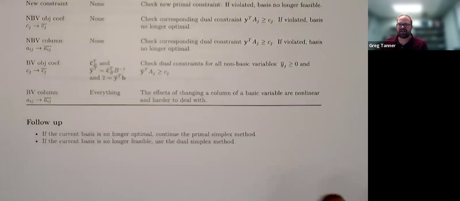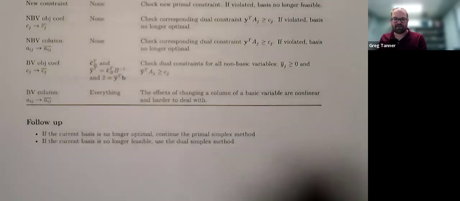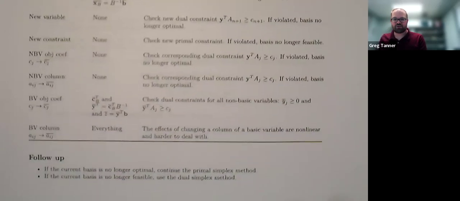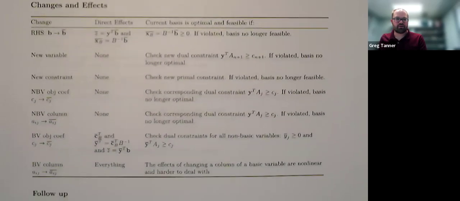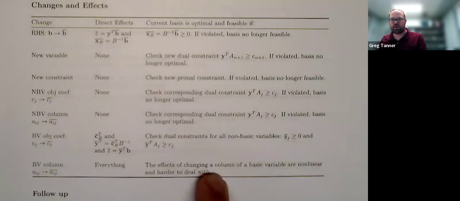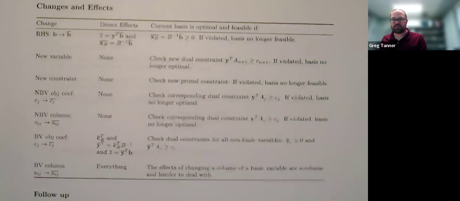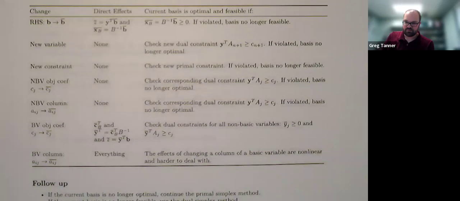So there's a lot of interplay between what we covered previously in duality and these videos in sensitivity. And so knowing one helps a lot with the other. But yeah, this was a short summary of the fundamental insight, and then what happens with each of the possible changes that you could make to the parameters of the problem, their direct effects, as well as when you would then need to continue in your optimization, either with the primal simplex method or the dual simplex method. That's it for this video.